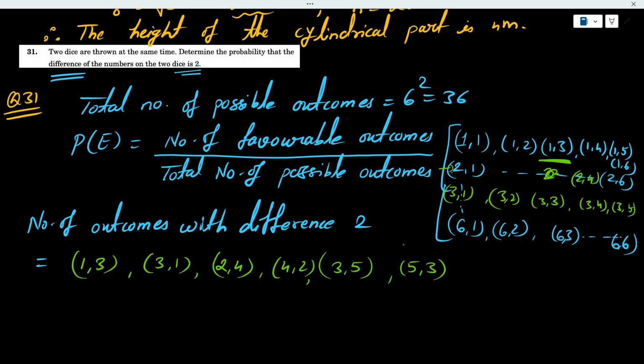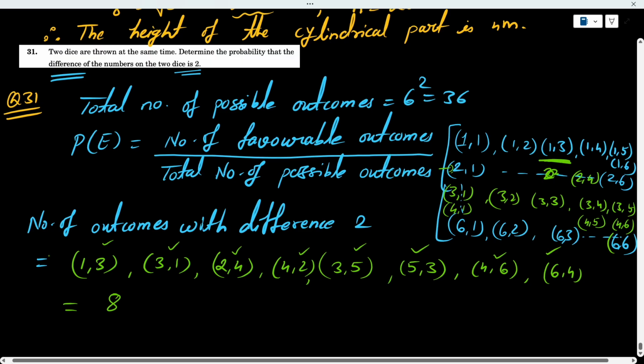Now go for the fourth row. There is one more here. If I take here 4 comma 6, because 4 comma 1, the difference is 3, right? Similarly 4 comma 5, difference is 1, and at the end if you take 4 comma 6, the difference is going to be 2. So your next outcome can be 4 comma 6, and if you change the order, it can be 6 comma 4. So these are all the possible outcomes, which is how many numbers? 1, 2, 3, 4, 5, 6, 7, 8. So there are 8 possible outcomes where the difference is 2, right?